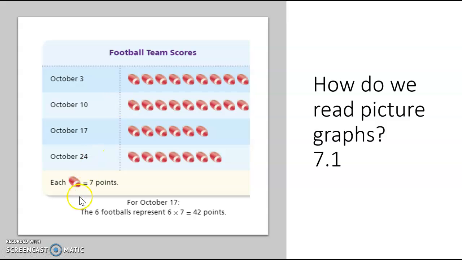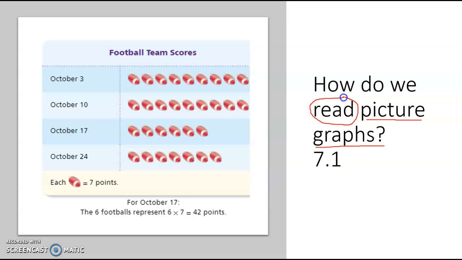Your lesson essential question is, how do we read picture graphs? So we're going to work on analyzing data on a picture graph. And if you look over here, this is an example of a picture graph. A picture graph uses pictures to represent numbers or data. And we're going to work on reading the picture graphs today.